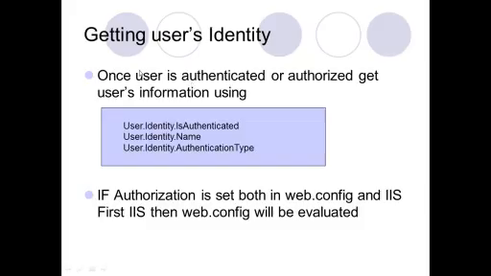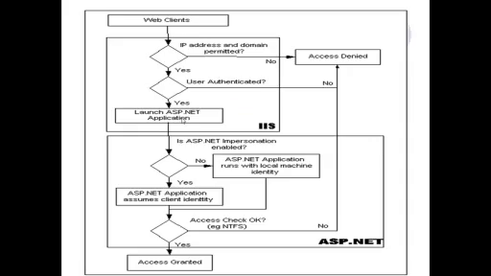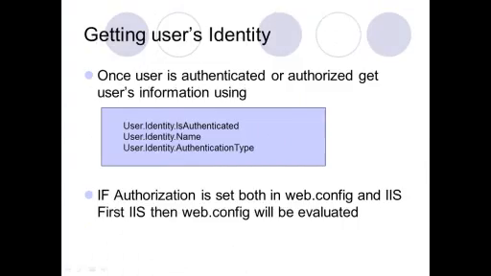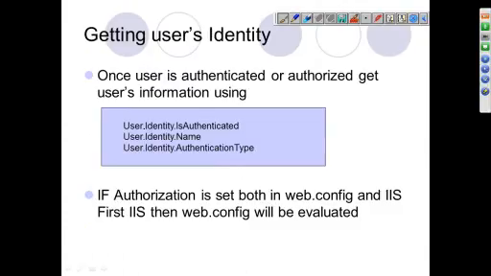Now, whatever kind of authentication you are using, you can check the user's identity with the User.Identity class. With this User.Identity, you can check the user's identity in any authentication mode. IsAuthenticated gives you true or false, Name gives the name of the user, and AuthenticationType gives the type of the authentication being used.